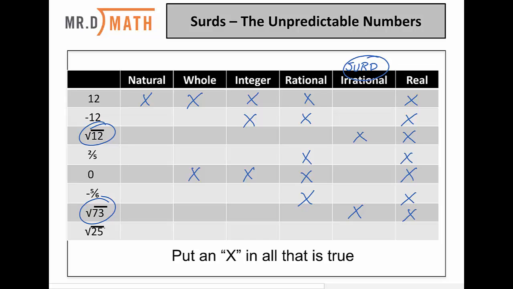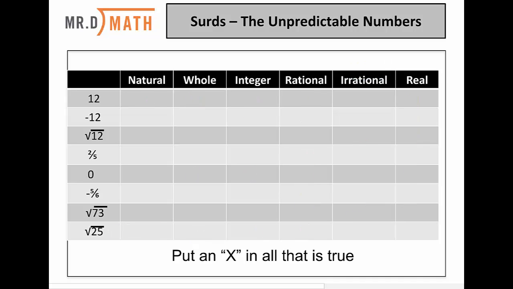Watch this one. This last one, it's tricky. Why? Because what do we know about the square root of 25? Well, the square root of 25 equals 5. Oh, now it's going to be like that number 12. It's a natural number. It's a whole number. It's an integer. It's rational, but not irrational. It's not a surd, but it is real. And there we go. You can practice these numbers as well. There's some practice problems that you can do.